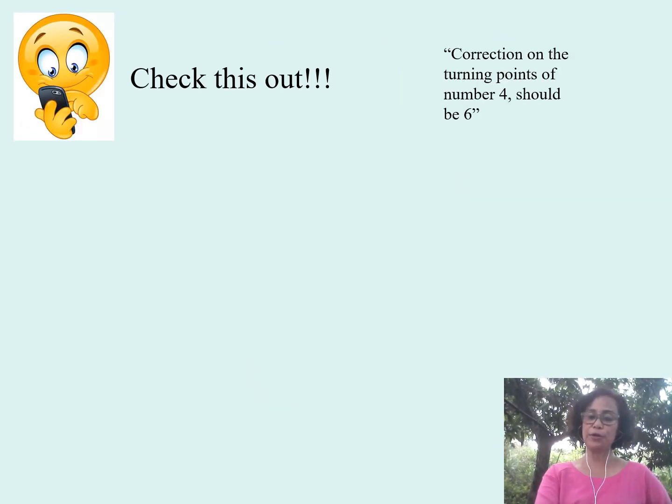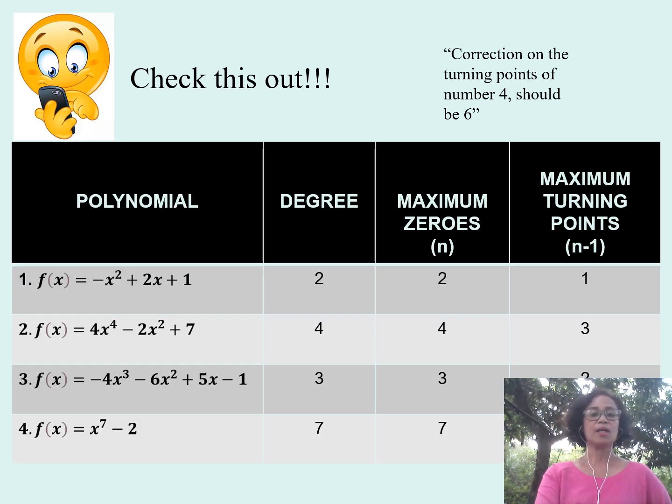To apply further what we have learned about the effect of the degree of the polynomial function to its number of zeros and turning points, let's check this table. Number 1, f of x is equal to negative x squared plus 2x plus 1 is in the second degree. That is why the maximum number of zeros that it would have will be 2, and the maximum turning points is 2 minus 1, so you have 1.